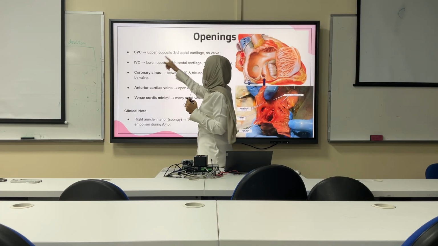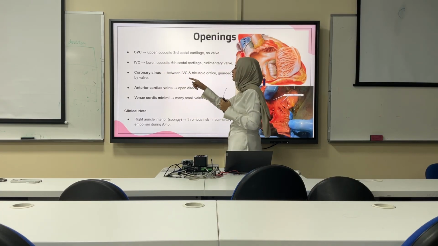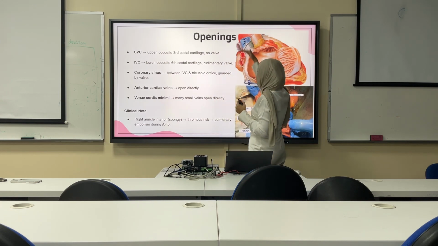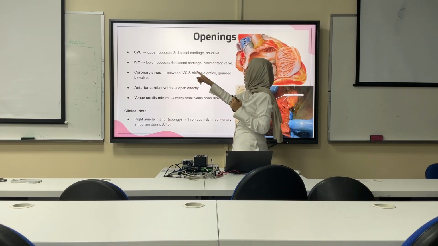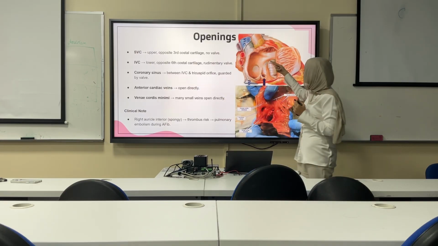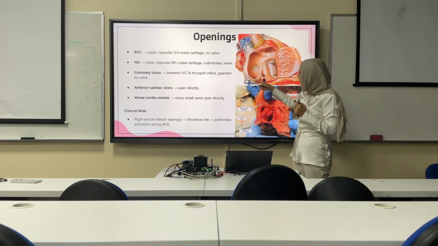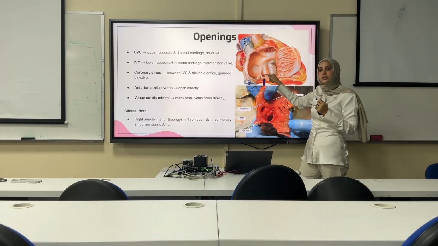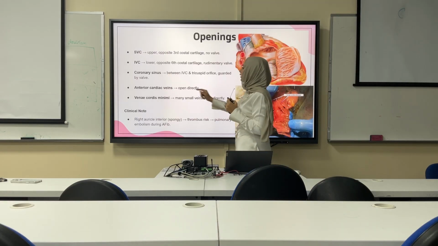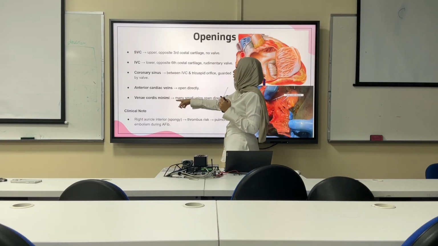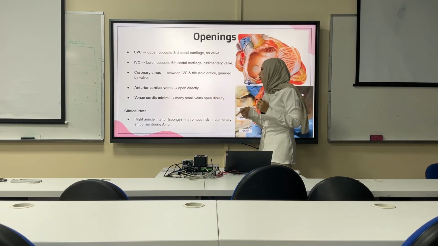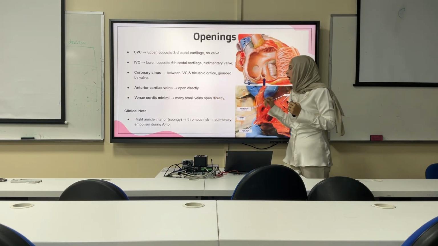Superior vena cava, third costal, inferior vena cava, sixth costal cartilage. So you have third and then sixth. And then the coronary sinus is in between the inferior vena cava and the tricuspid orifice. You can see here the tricuspid orifice, and then this is the inferior vena cava opening. Here is the coronary sinus opening. And then you have the anterior cardiac veins. They are just veins that open directly. And then we have the venae cordis minimae, very small veins that open directly also, same thing.